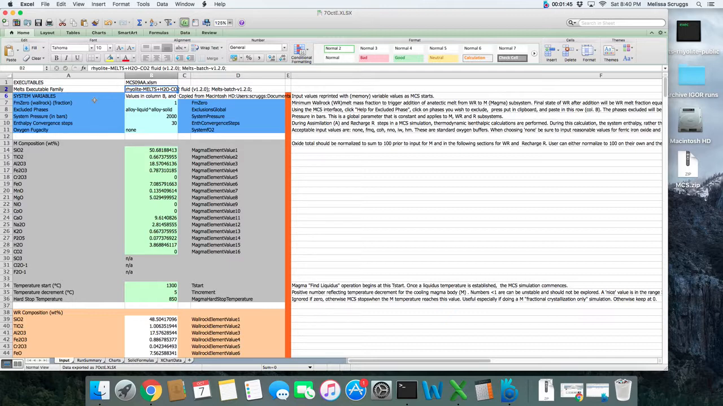And this is because different versions of MELTS might have different results. 1.0.2 and 1.2.0 use different water saturation models. You would expect to have slightly different results with the same PT and composition conditions.